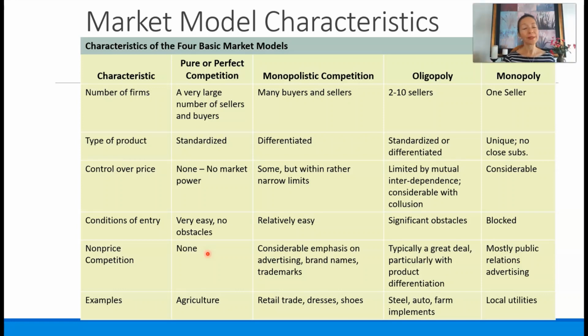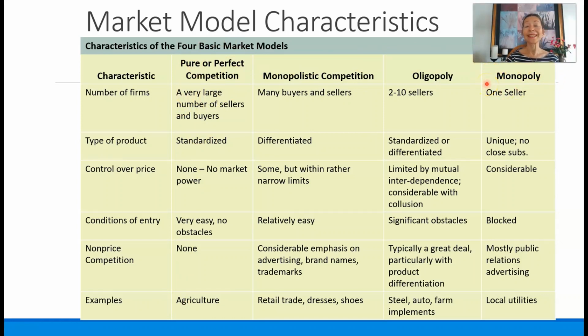Okay. So an example, traditional example, is agriculture. We can't really tell one apple from another, one grain of rice from another. So agriculture is a typical perfectly competitive example.